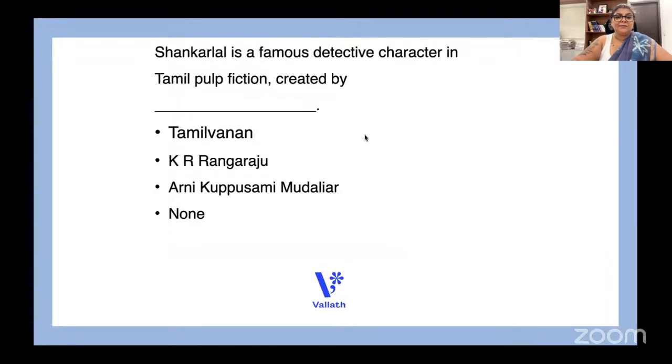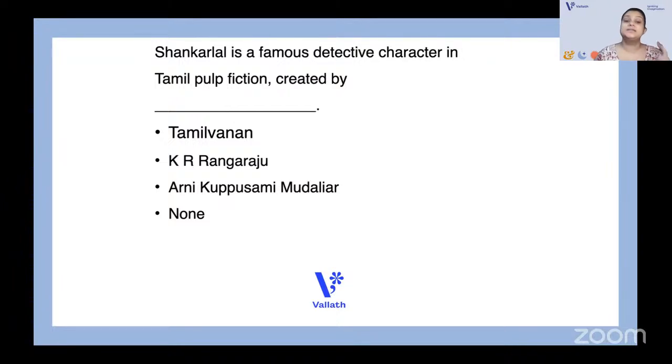Okay, Ankita. Shankar Lal is a famous detective character in Tamil pulp fiction created by Dash. So, which author created this detective character? Was it Tamil Vanan, K.R. Rangaraju, Arni Kupusami Mudaliar, or none of the above? Very popular detective character from Tamil pulp fiction.